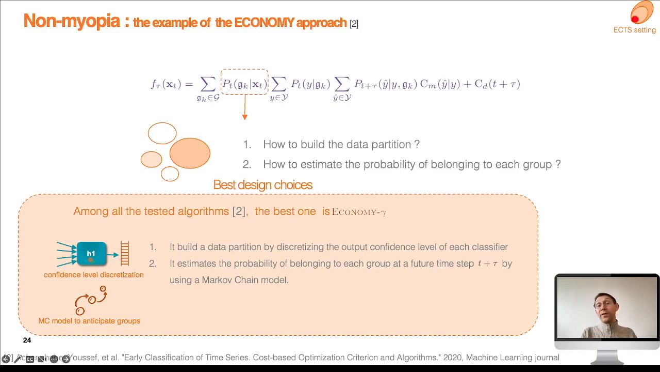In the paper that is referenced here, many design choices have been tested in order to propose an efficient algorithm. The best design choices are to build a partition by discretizing the output of each classifier and to use a Markov chain model to estimate the probability of belonging to each interval at t plus 2. You can find more details in this paper, which shows how this algorithm, named Economy-gamma, has become the best of the literature. The experiments in this paper underline the importance of the non-myopic property, which is in practice necessary to obtain the best performances.